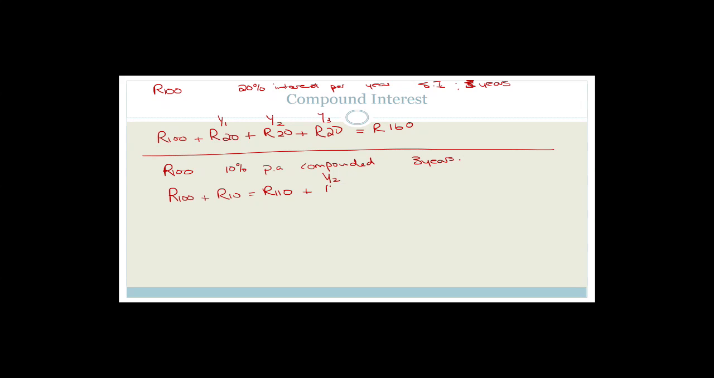So for year two, you have to add another 11 rand, because it's 10% of the original plus the interest. So that becomes 121. That is year two. Then at the end of year two, you owe me another 10%, but on this amount. So you're adding the interest in every time. So now I owe you 12 rand 10 cents interest. So that becomes 133 rand 10 cents. So that's year three.